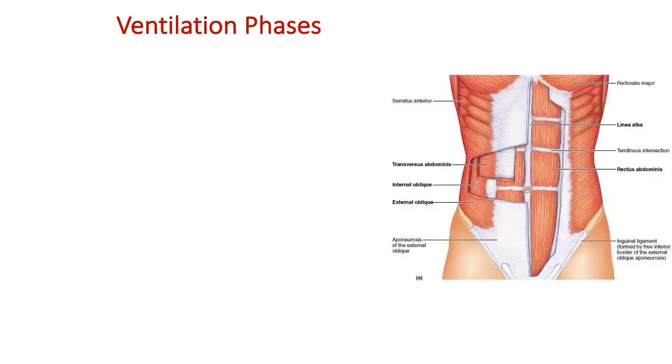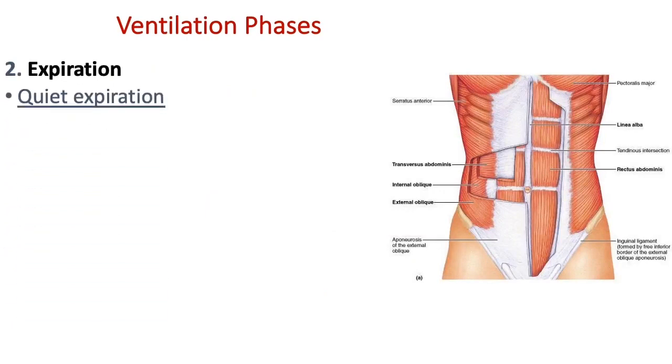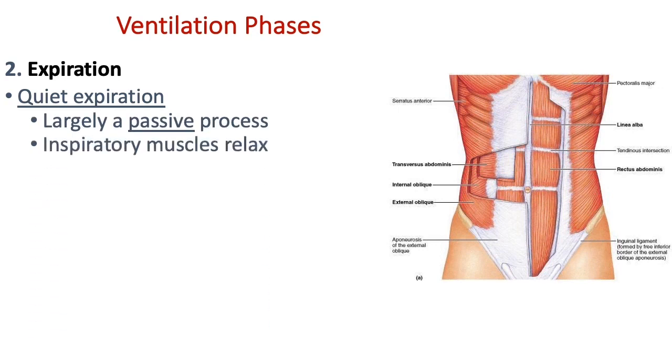The second phase of ventilation is expiration. Let's begin with quiet expiration. Quiet expiration is considered a passive process. This is because it does not involve muscle contraction. The inspiratory muscles simply relax. The diaphragm, when it relaxes, returns to its dome-shaped position. When the external intercostals relax, they move the rib cage back down.